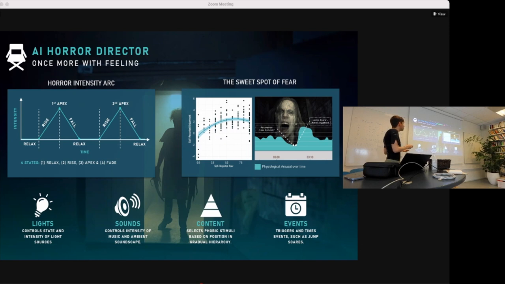So you can see there is a certain point where it starts dropping off, and this is where we want to have the apex. Once we build up to that point, we will trigger the release, which in most horror games is some sort of jump scare, something that pops up out of nowhere and scares you. So this is kind of the idea: to build this horror director, per se, that can control the narrative throughout and control for each of the players.